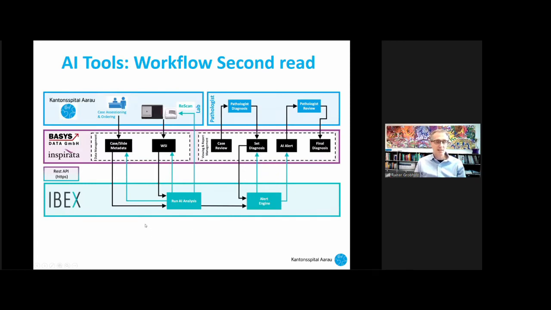So having said this, that sounds so easy, but this one also needs a really careful setup, because you need to guarantee that all data are matched with the slides and the patient. In the second read workflow, the slides are delivered to the pathologist, and the pathologist makes his diagnosis, and this is fed back to this engine. This runs in the background after the AI analysis, and it is compared with the pathologist's diagnosis and gives you an alert or not, and the pathologist can review and give a final diagnosis.